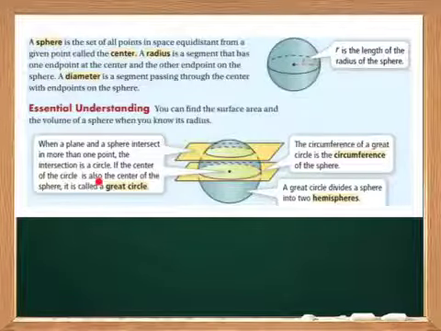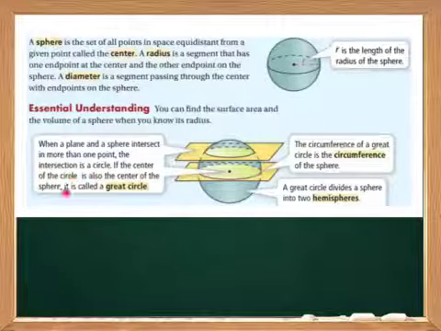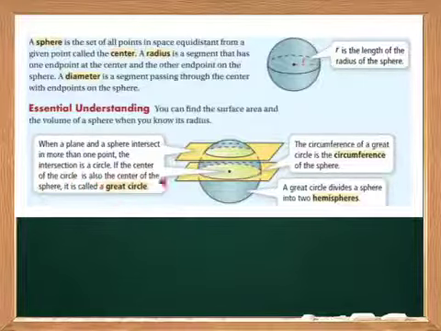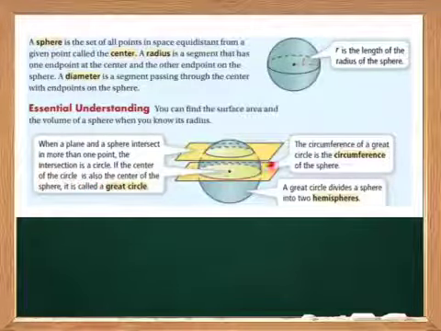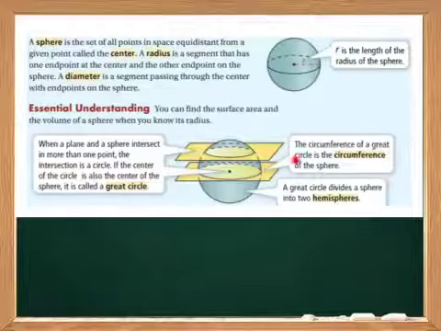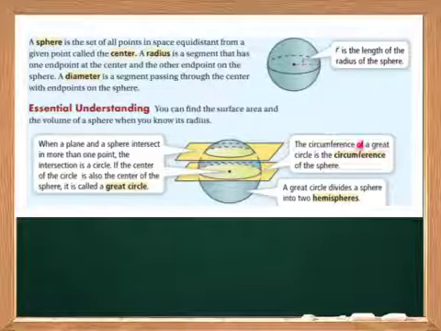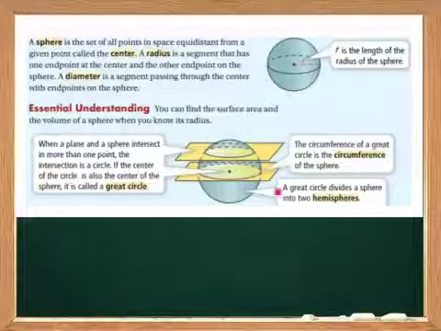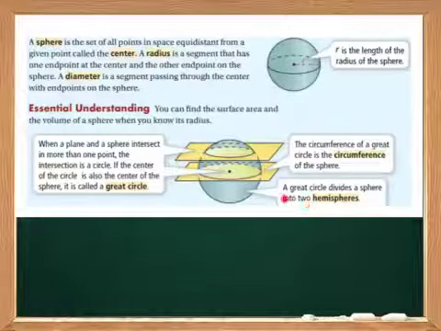If the center of the circle is also the center of the sphere, it's called the great circle. So pretty much the biggest circle that you could get. The circumference of a great circle is the circumference of the sphere. A great circle divides a sphere into two hemispheres, so two half spheres.